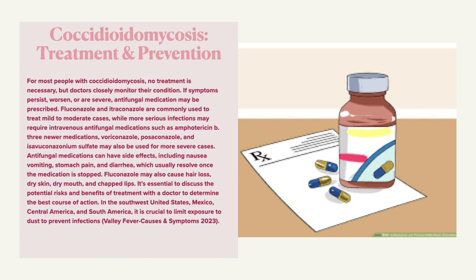Three newer medications, voriconazole, posaconazole, and isavuconazonium sulfate, may also be used for severe cases. Antifungal medications can have side effects including nausea, vomiting, stomach pain, and diarrhea, which can usually resolve once the medication is stopped. Fluconazole may also cause hair loss, dry skin, dry mouth, and chapped lips. It's essential to discuss the potential risks and benefits of treatment with a doctor to determine the best course of action. In the Southwest United States, Mexico, Central America, and South America, it is crucial to limit exposure to dust to prevent infections.